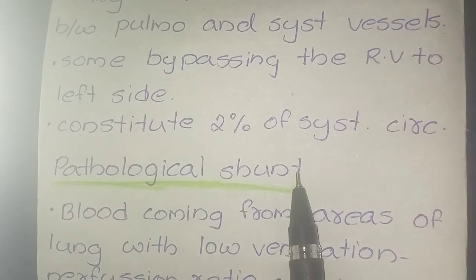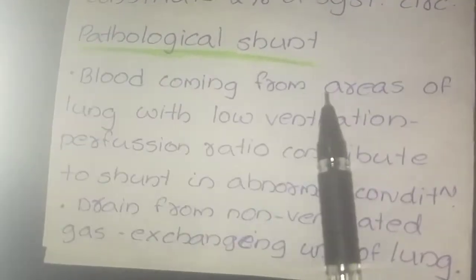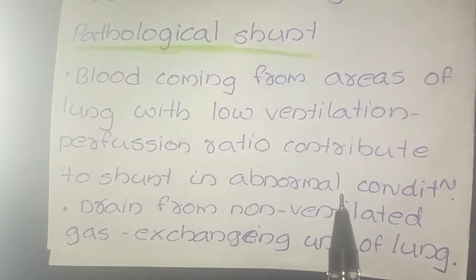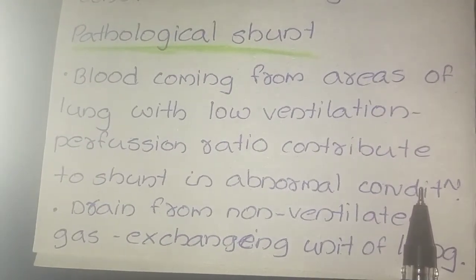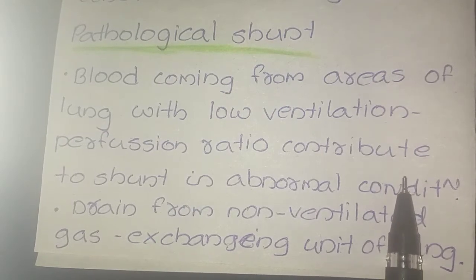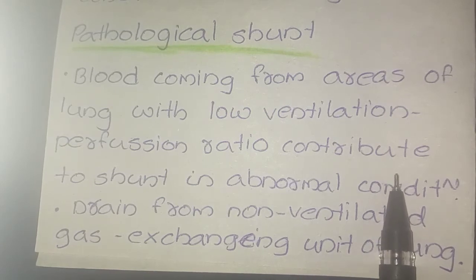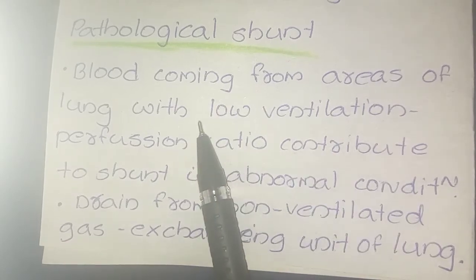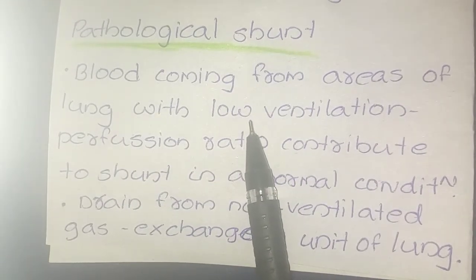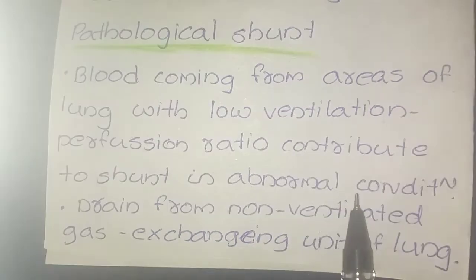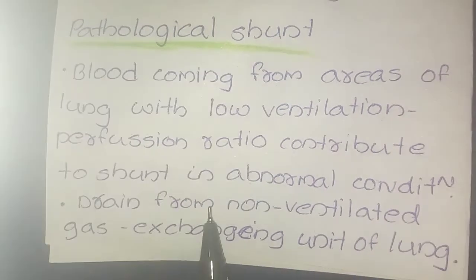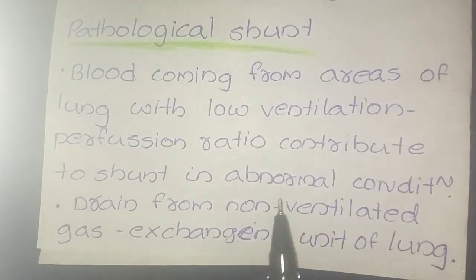Now for the pathological shunt, the blood coming from areas of the lung with a low ventilation perfusion ratio contributes to the shunt in abnormal conditions. In the lungs, there are areas where the V/P ratio will be low, and I will give details on that topic, ventilation perfusion, later. In abnormal conditions, blood from areas with a low ventilation perfusion ratio contributes to the shunt, and it drains from non-ventilated gas exchanging units of the lungs.